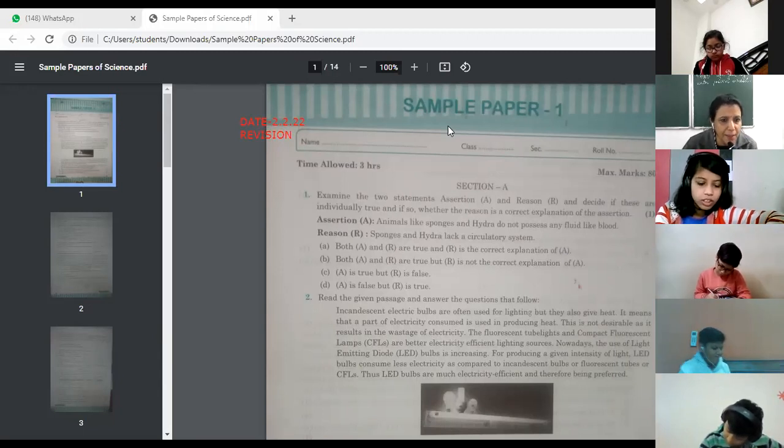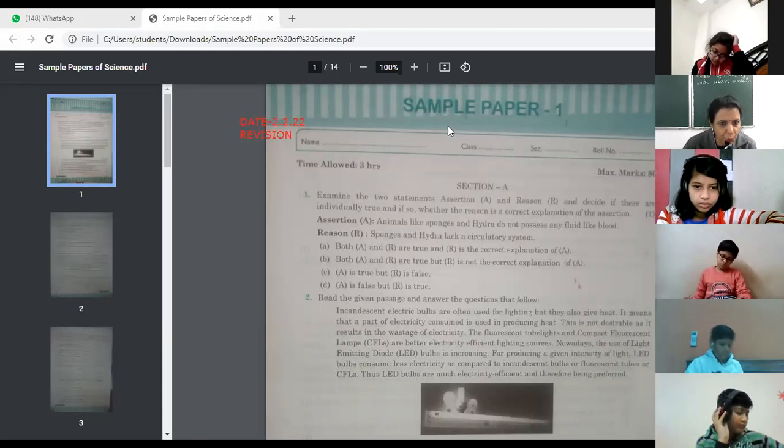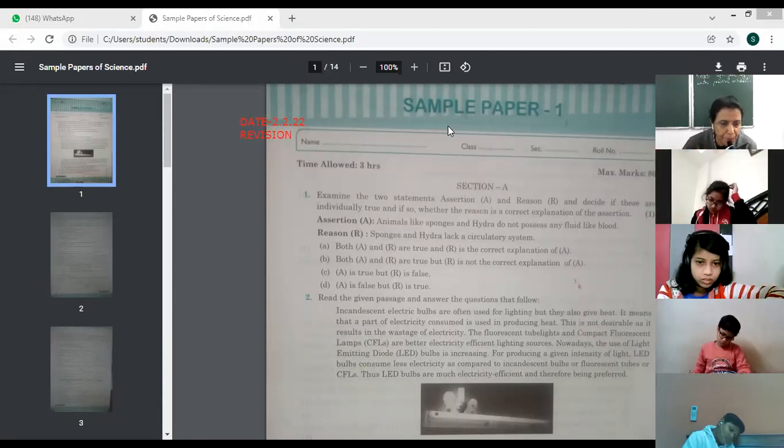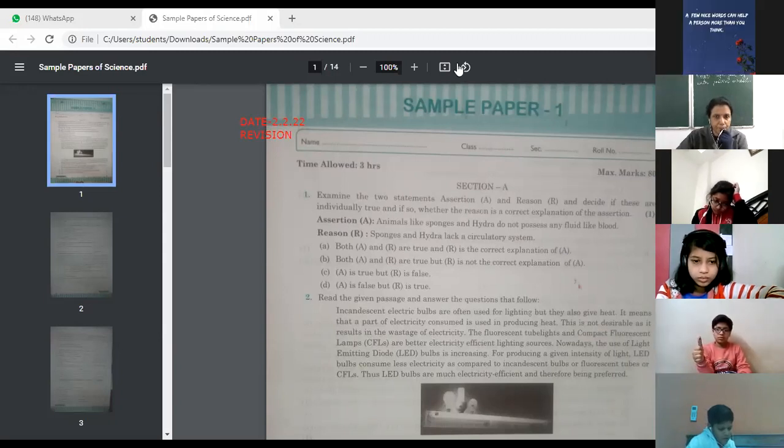Now you can see the options A, B, C, D. Which option is true? What do you say? Which option is true? Kindly raise hand, those who know the answer. Both A and R are true, and R is the correct explanation of A. Yes, Tanvi Bakshi. Ma'am, A part: both A and R are true, and R is the correct explanation of it.